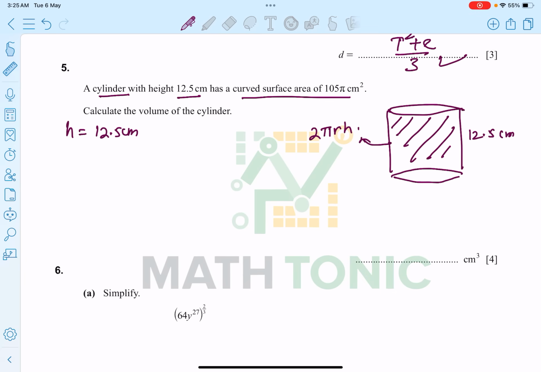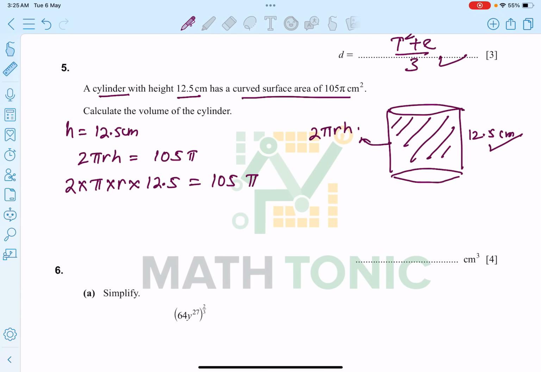So as per the question, that 2 pi rh, that means curved surface area is given 105 pi. Now how to simplify, and we need to find the value of r as well. Okay, let me write down this one. 2 times pi times r, we need to find out. Height is given already. I can replace this 12.5, that equals to 105 pi.